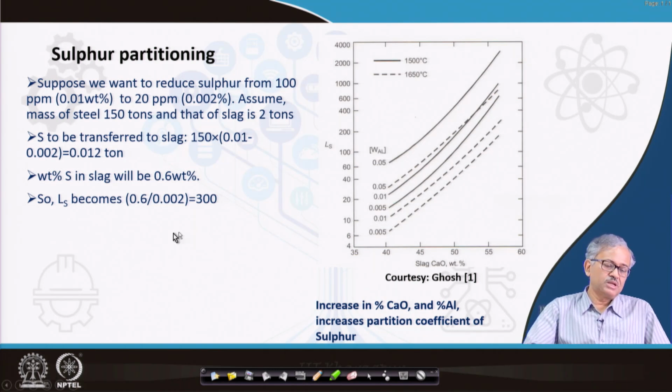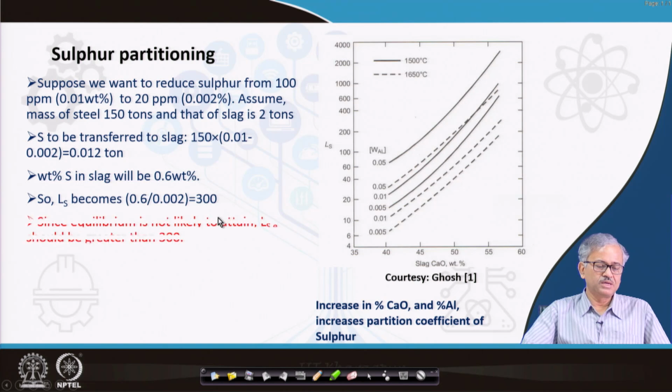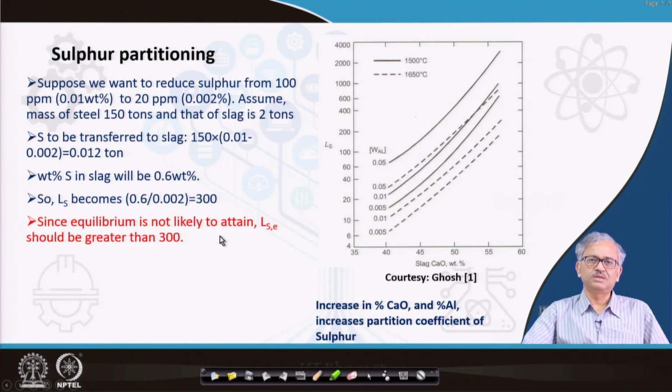So if equilibrium is not achieved, and you want to get this much partitioning, 300, then the equilibrium partitioning has to be much greater than this. Basically it is not attaining. So since equilibrium is not likely to be attained, the equilibrium partition coefficient should obviously be greater than 300. 300 is your partition coefficient.